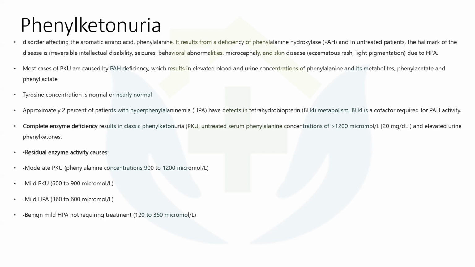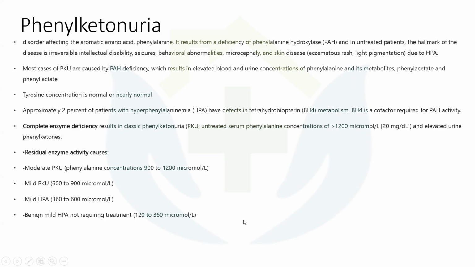In some cases, about 2%, there is hyperphenylalaninemia due to a defect in tetrahydrobiopterin metabolism. This is actually a cofactor in the hydroxylation pathway. So if there is either the enzyme deficiency or the cofactor deficiency, there will be a defect in the metabolism of phenylalanine, and ultimately phenylalanine and its metabolites will be increased, secreted in the urine, and also elevated in the plasma.